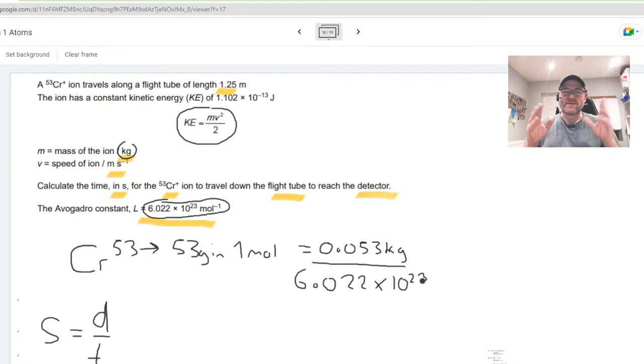Remember, Avogadro's constant is the amount of molecules, ions, atoms inside 1 mole. We know from the mass number of any element, that's how many grams are in a mole. So we've turned grams to kilograms, scoring points here. We're now dividing that and we're going to find out how much a single chromium ion weighs. Someone tell me how much that weighs. I hope you all know how to use your times 10 because you're going to need that a lot in chemistry. Oh my gosh.